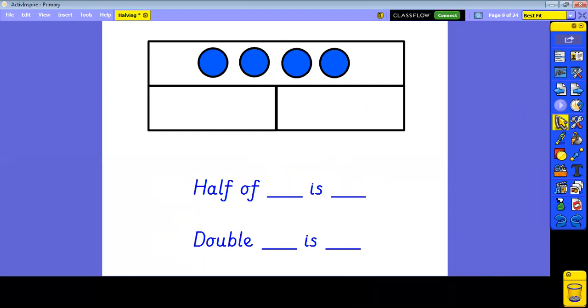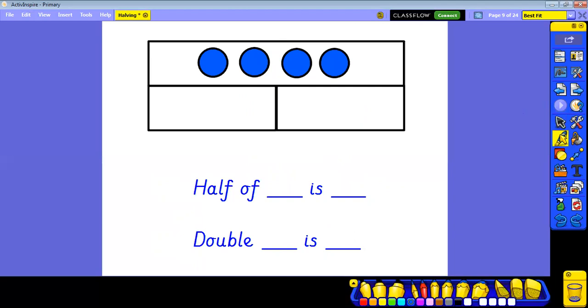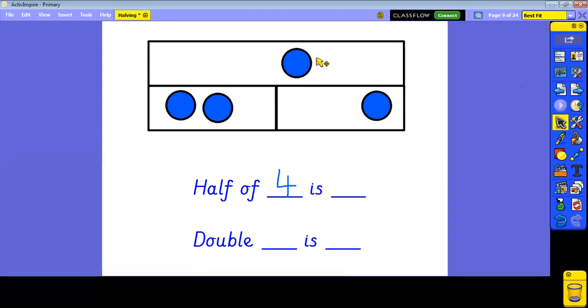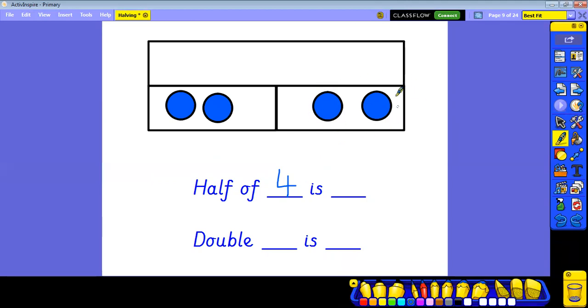Let's have a look at this one then. What's the whole that I've got in the top of my bar model? Lovely, I've got 4 counters, so my whole is 4. So half of 4 is, well, we need to find half, so that means doing what to it? Splitting it into 2 equal groups. Well done if you said that. So let's do that then. 1, 2, 1, 2. So half of 4 is 2.